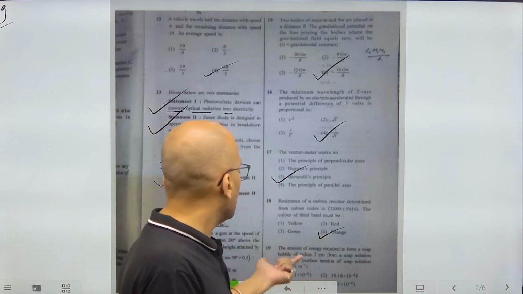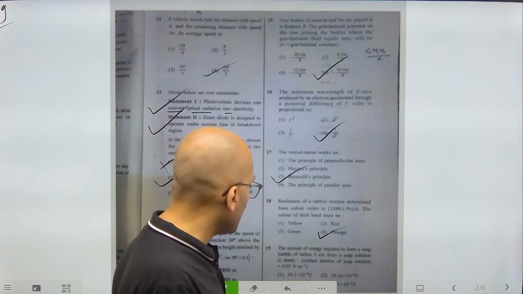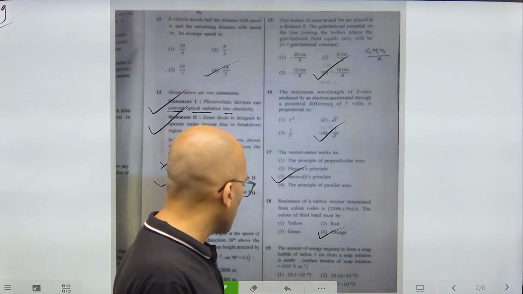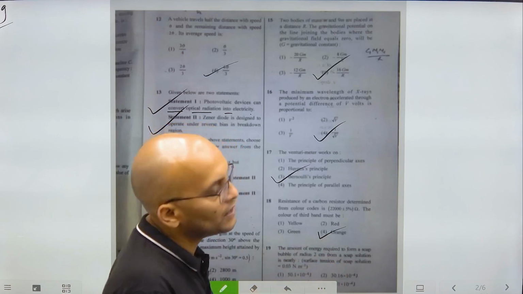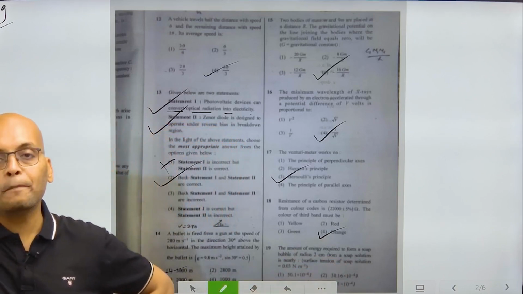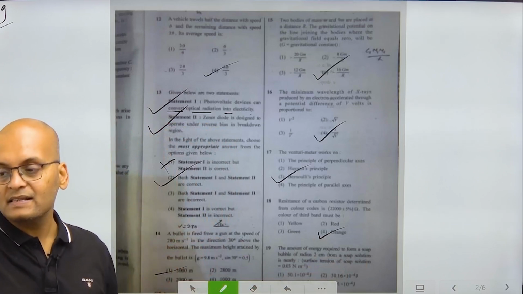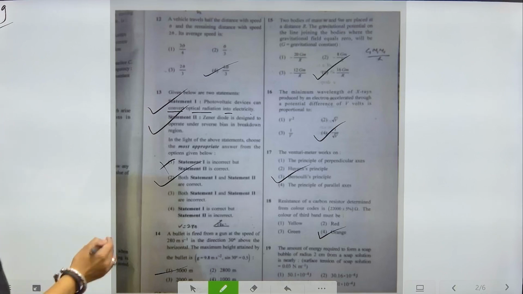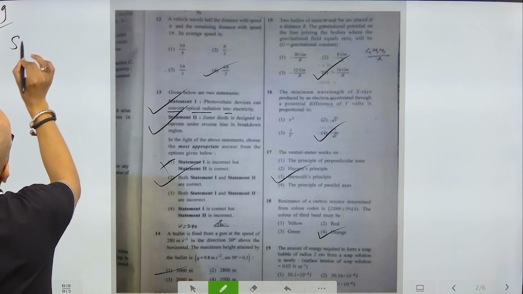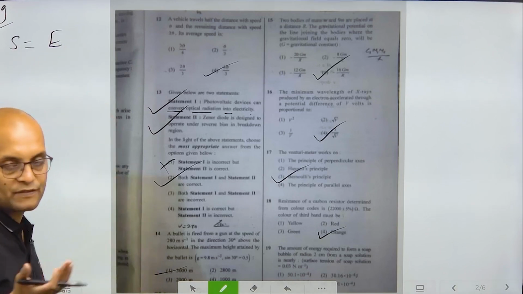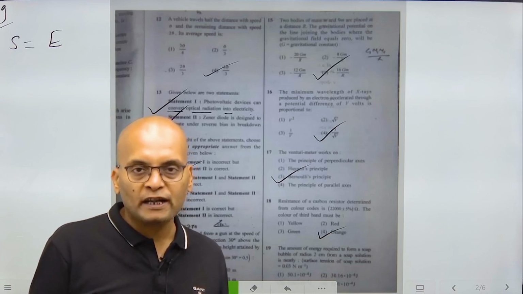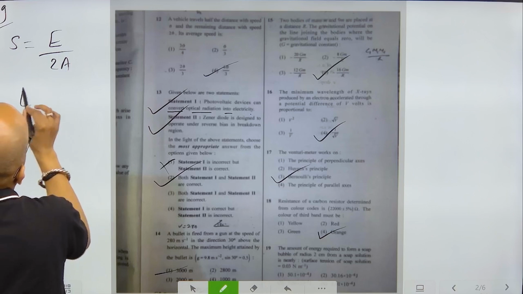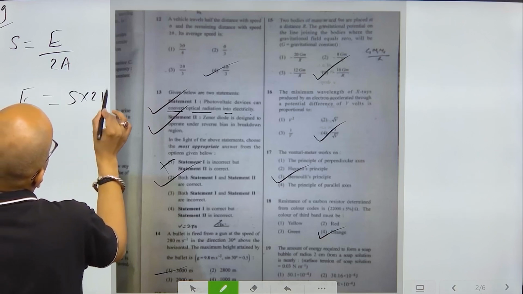Anyway, next question: the amount of energy required to form a soap bubble of radius 2 cm from a soap solution is nearly... The surface tension of the soap solution is given to you. Now people who have just studied surface tension, even they can solve it. Yes. For soap bubble, surface tension is given by the formula. The formula of surface tension is E upon A for water bubble. For soap bubble, it will be E upon 2A. You need to find energy. So energy is equal to S into 2A.